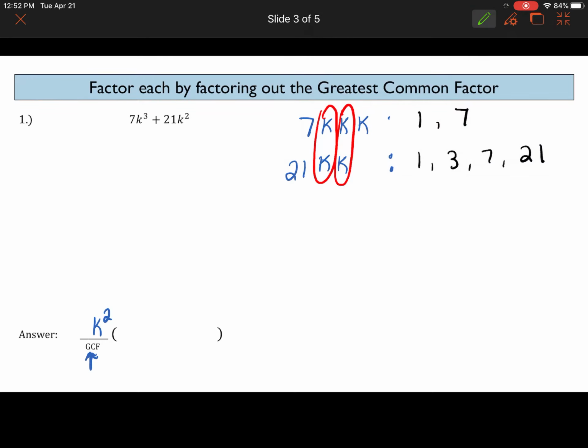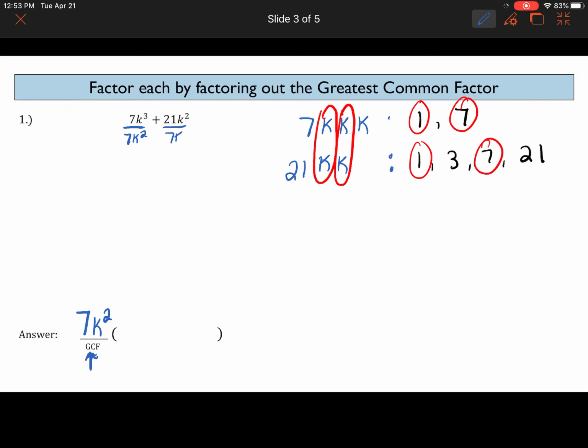So now we find the greatest common factor. They share 1 and they share 7. Of those two numbers, 1 and 7, 7 is the greatest. So 7 is part of our GCF. So my GCF is 7k squared. That's a piece of what we're going to do. Now we have to find the numbers that are going to go inside the parentheses. So what I do is I take my GCF, 7k squared, and I divide each term by the GCF.